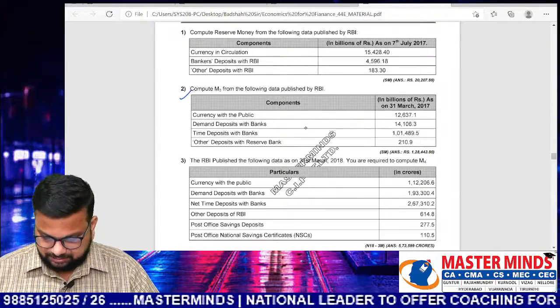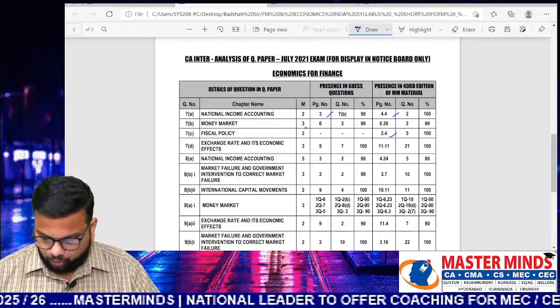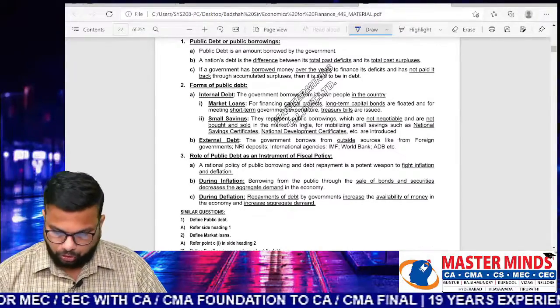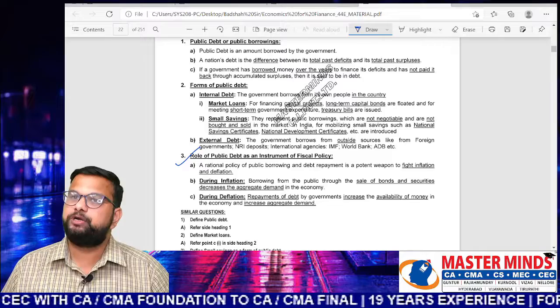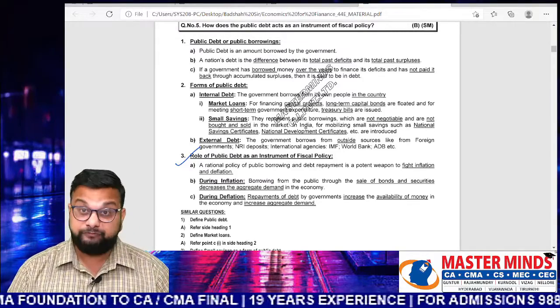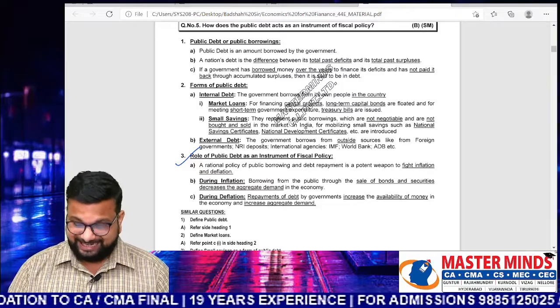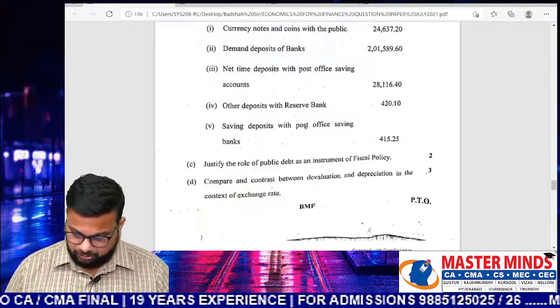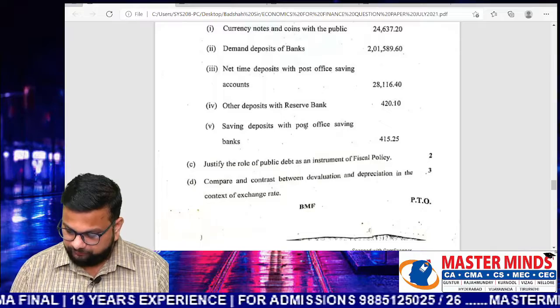So let us see the page 2.4, question number 5: role of public debt as an instrument of fiscal policy. That is the question that has been asked. There is no need to write the entire question; it is enough to write side heading 3. So, justify the role of public debt as an instrument of fiscal policy.